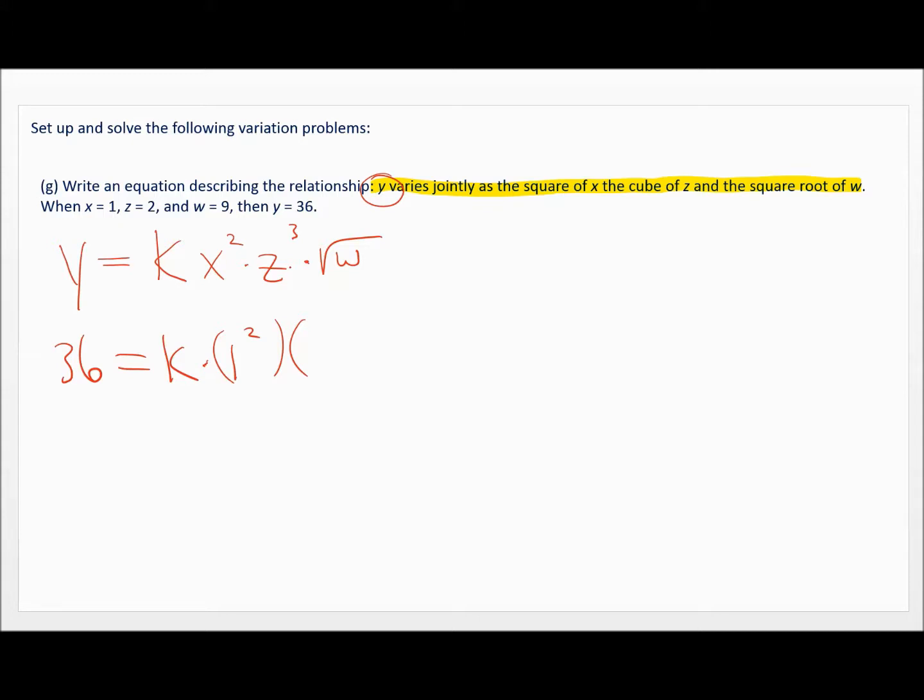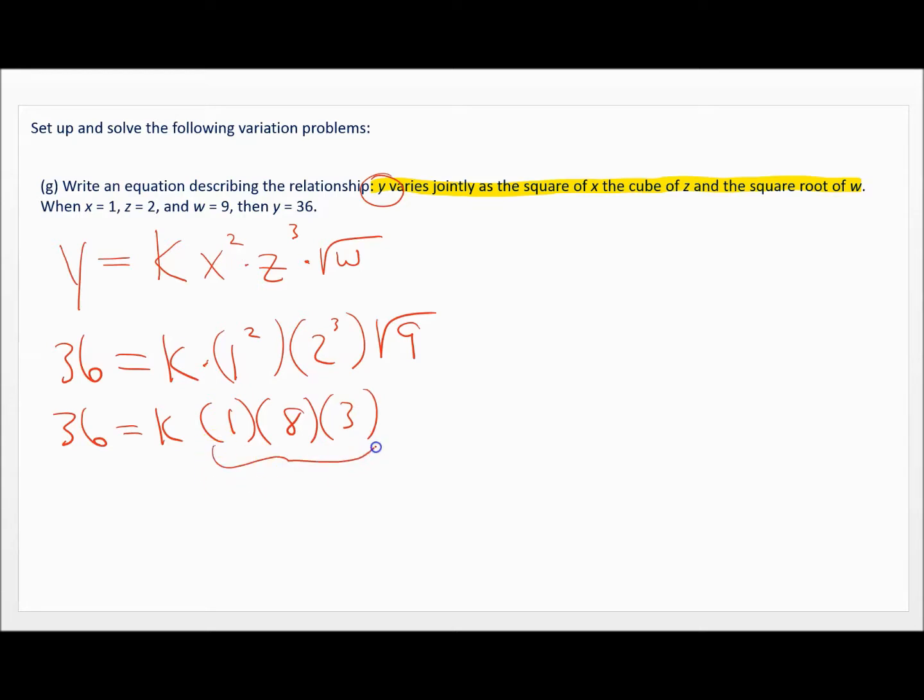So z, they said, was 2. So it's 2 to the third. And then the square root of w, and w is 9. So the square root of 9. There we go. So I have 36 is equal to k. 1 squared is 1. 2 to the third is 8. And the square root of 9 is 3.